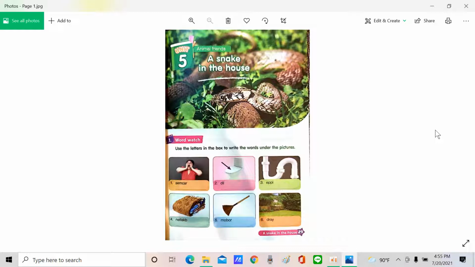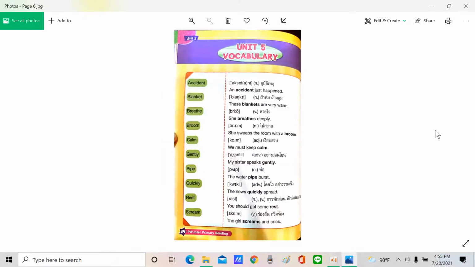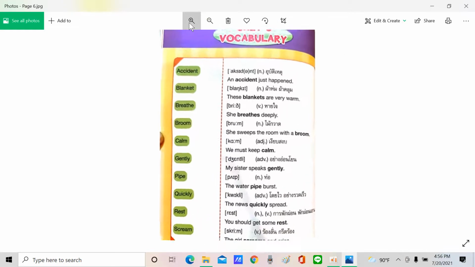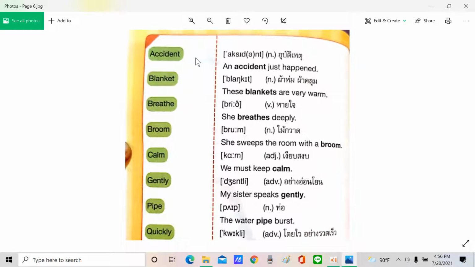Now, before we continue, I want you to learn first the vocabularies for this story. You can see these vocabularies in your reading book on page 34. We have 2, 4, 6, 8, 10 words. For the first word, we have the word accident. Accident means something that happened that you didn't expect. Like it was not planned. You didn't expect it to happen.